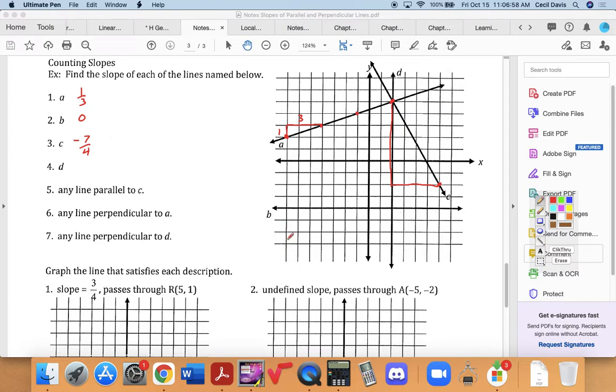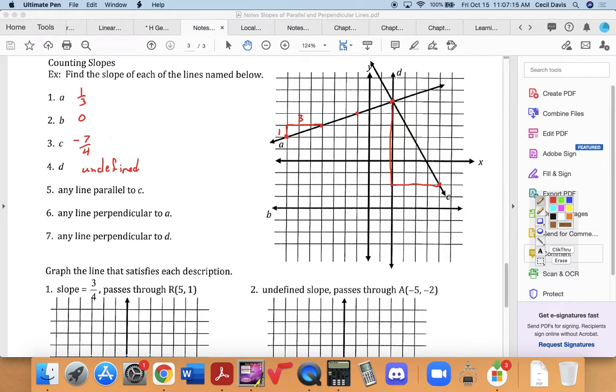What's the slope of line D? Undefined. The slope of a vertical line is undefined.